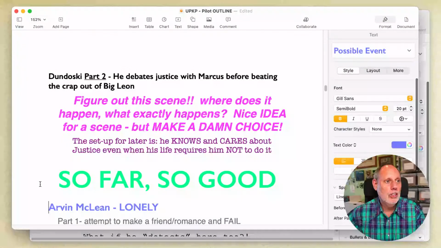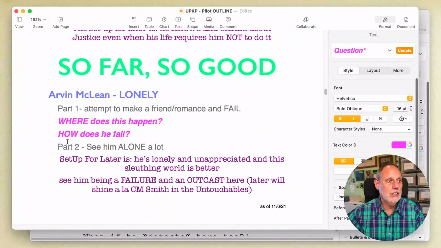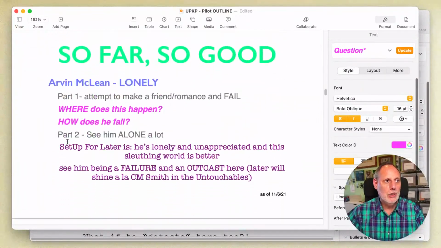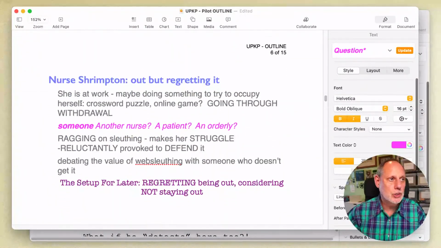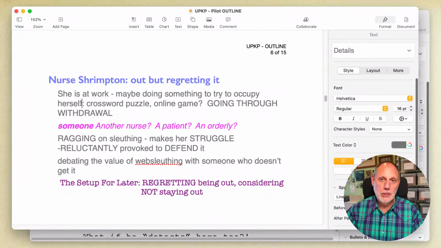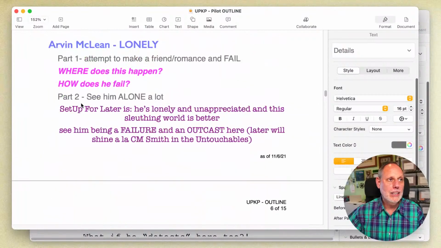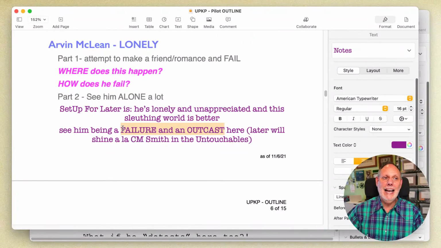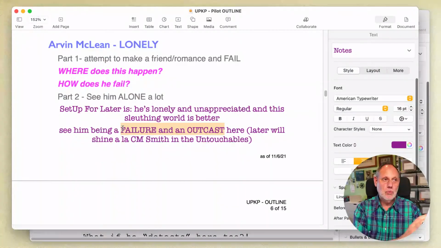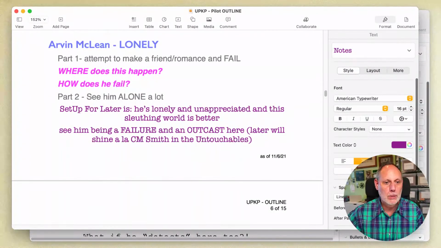We are moving on to these two new scenes about McLean, the Wall Street guy, and Shrimpton, the nurse, and their experiences being on their own, their lives when they are not web sleuthing. So what I had here was a bunch of questions. I knew that McLean had to be lonely, that he had to be seen as something of a failure or an outcast, because that's his story arc. Is that he seems like a loser, and then he is valuable to the group.